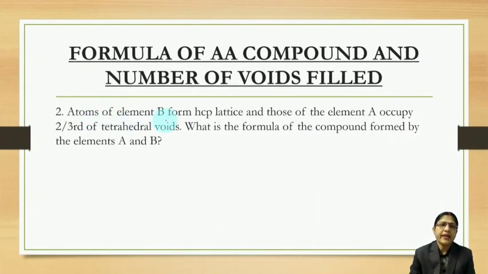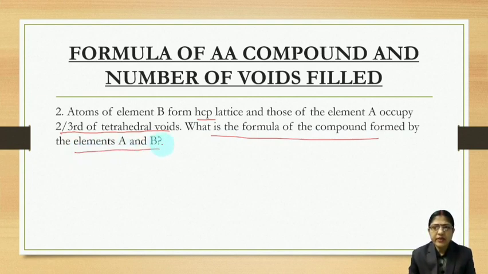Here atoms of element B form an HCP lattice, that is hexagonal close packing lattice, and those of the element A occupy 2/3 of the tetrahedral voids. Here tetrahedral voids are given. What is the formula of the compound formed by the elements A and B? As we know, the number of tetrahedral voids formed is equal to twice the number of atoms of element B, and here element A occupies only 2/3 of the tetrahedral voids.